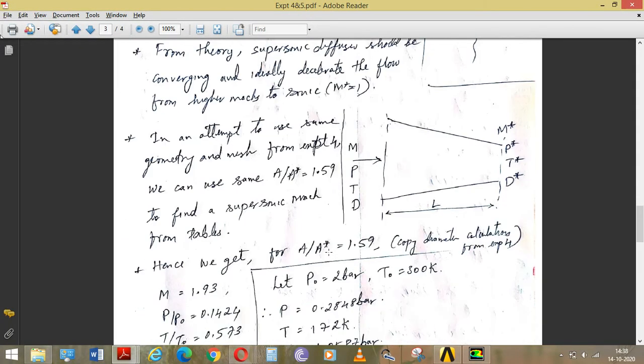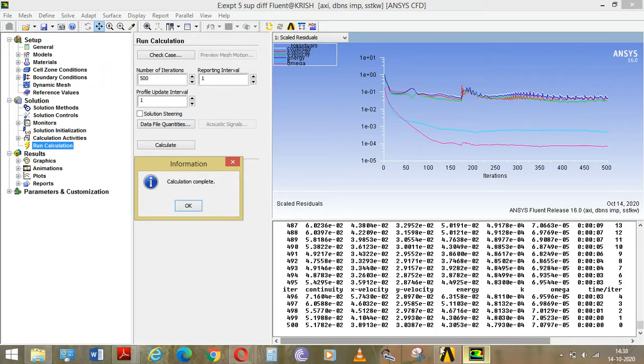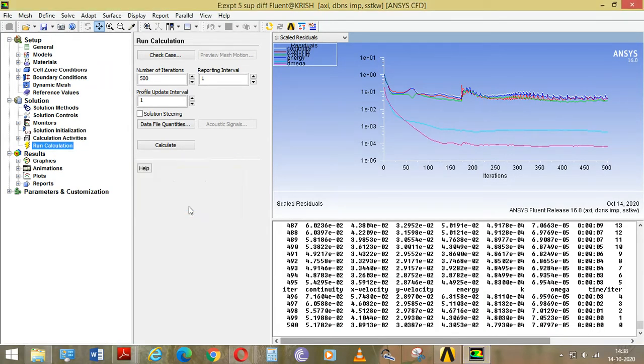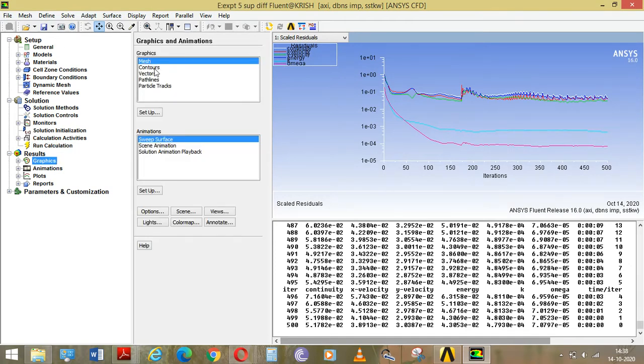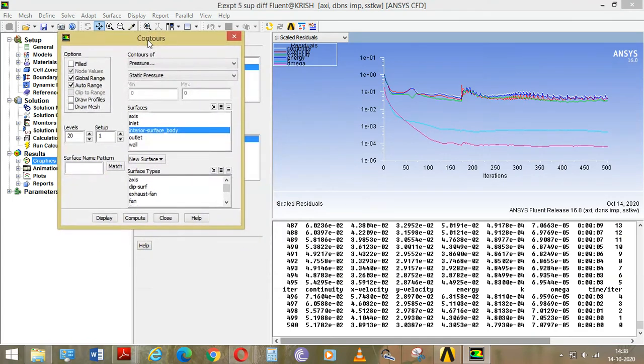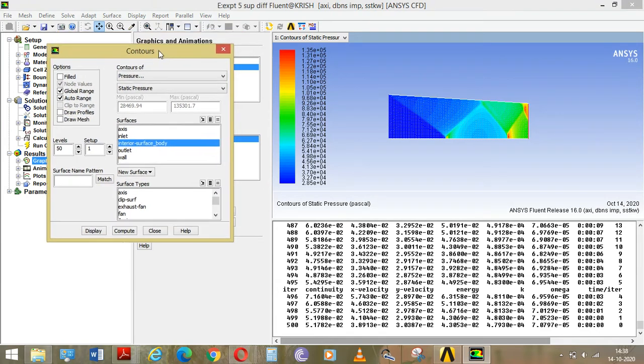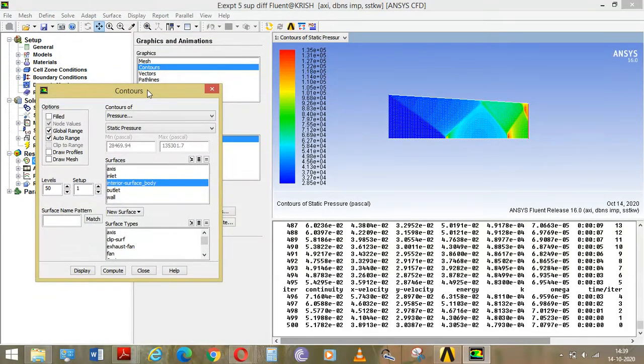And now here, same Mach number 0.4, sorry, this is supersonic, right? Same geometry, 1.59 ratio, but different Mach number. We'll see what we got. Okay, it stopped somewhere. And you can see how the contours look like. So we are looking at static pressure contours. We'll put 50 levels. So this is how your supersonic diffuser will behave.